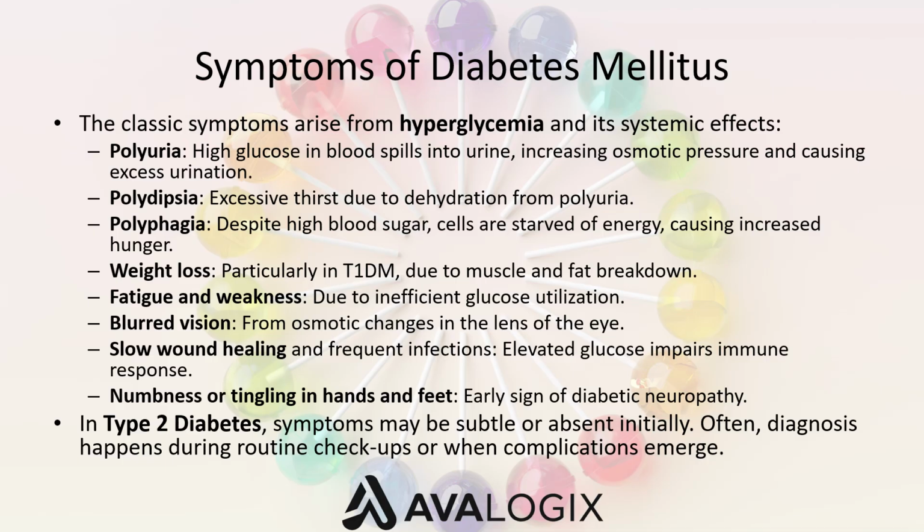You might also notice slow wound healing and frequent infections, since elevated glucose weakens the immune system's ability to fight germs. A more subtle symptom is numbness or tingling in the hands and feet, which is an early sign of nerve damage or diabetic neuropathy. It's important to remember that in type 2 diabetes, these symptoms can be mild or even absent at first. Many patients get diagnosed only during routine checkups or after complications appear. As future pharmacists, your role is vital. You need to recognize these symptoms early, encourage patients to get tested promptly, and provide education that can prevent or delay serious complications.